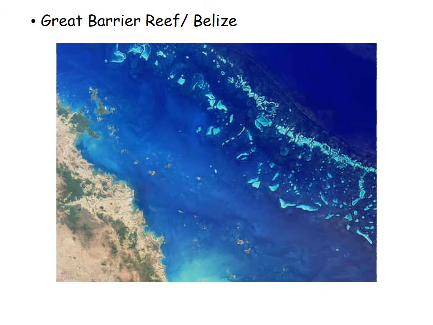Alright, the Great Barrier Reef in Belize. This is the Great Barrier Reef in Australia. You can see land on the left, a big old lagoon area, reef. That's how it goes. Okay, and the last of the three types of reefs are the atolls.